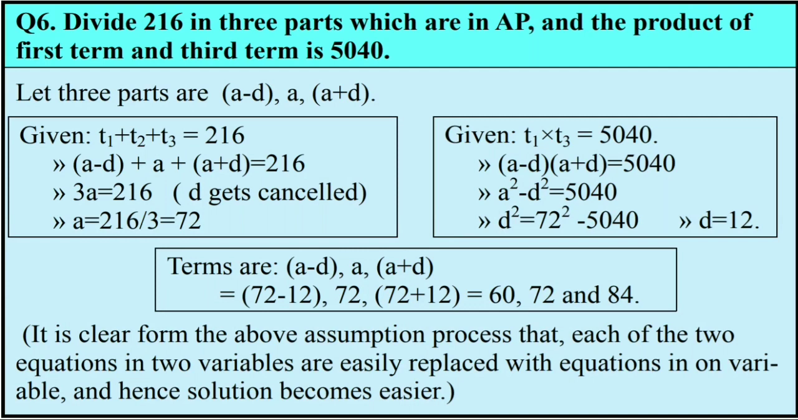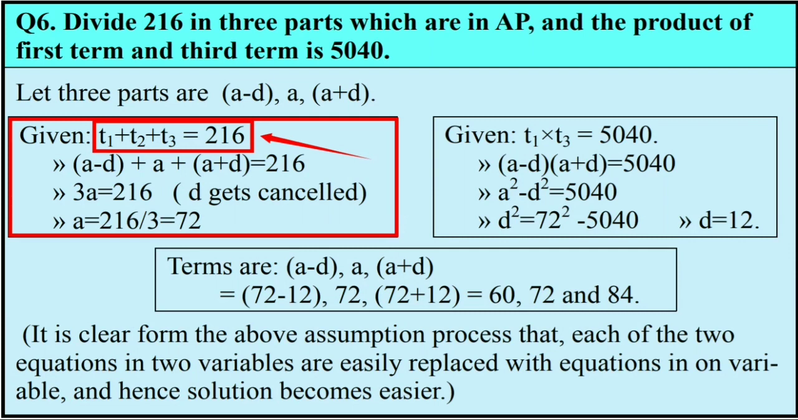Here the question is, divide 216 into three parts which are in AP, and the product of the first term and third term is 5040. From the question, it is very clear that we need to assume three consecutive terms of an AP. And here, according to the suggestion, I am assuming these three terms as A minus D, A, and A plus D. Here, let's observe the first block.